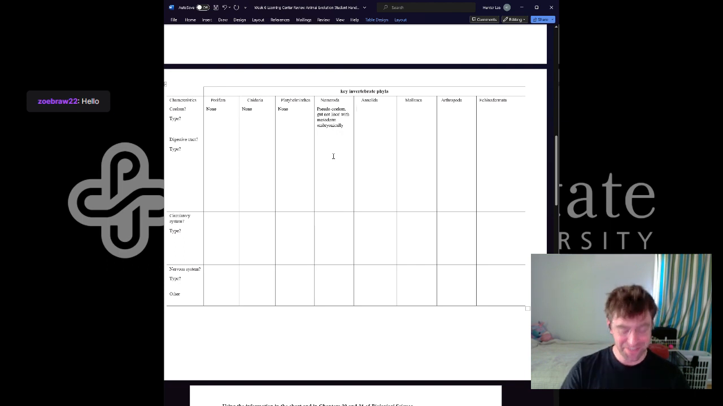Annelida is getting even closer, but it's still not quite a true coelom. We have what's called a schizocoelom, formed by the splitting of mesoderm. Same for Mollusca, same for Arthropoda, and Echinoderm. Echinodermata is when we see an enterocoelom formed by outpocketing of the gut.